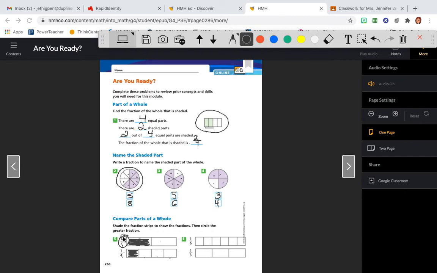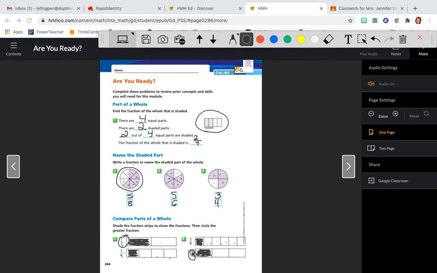All right, let's try number 6. Okay, we have 6 equal parts, as you can see in the picture, and we're going to shade in one of those. Okay, then we have 3 equal parts in the second shape, and we're going to shade in one of those parts. Now looking at your pictures, you're comparing these fractions. Which one is the greater fraction? Which one has the most area shaded? And that would be 1/3.